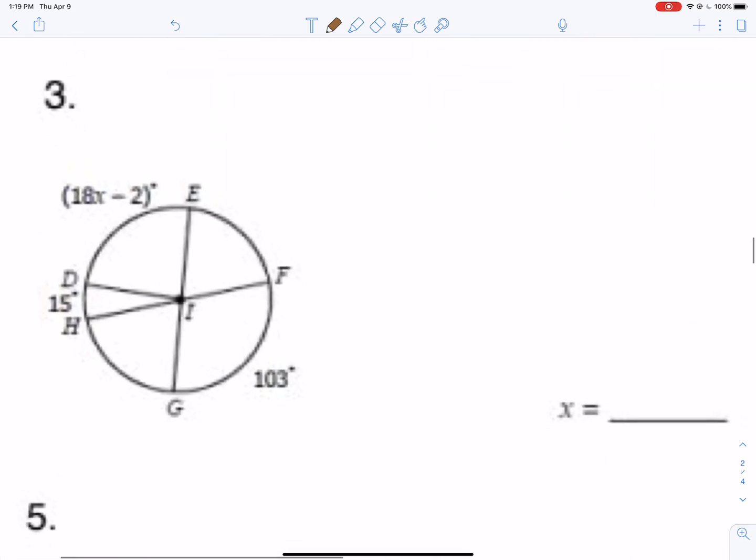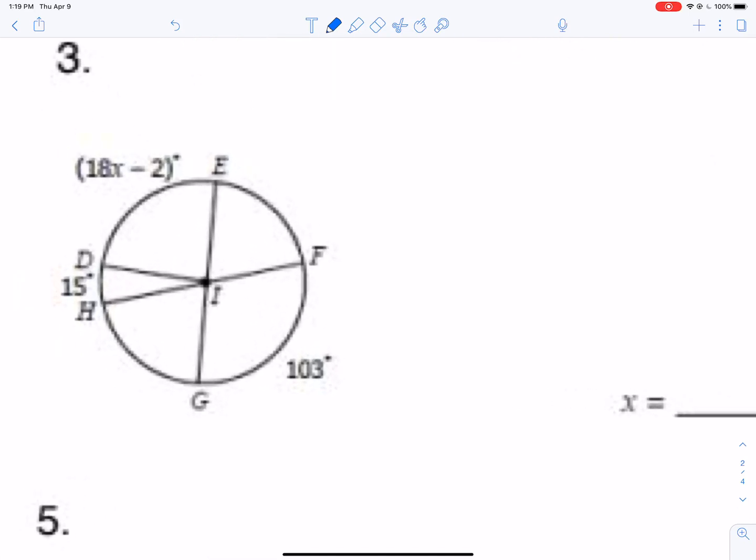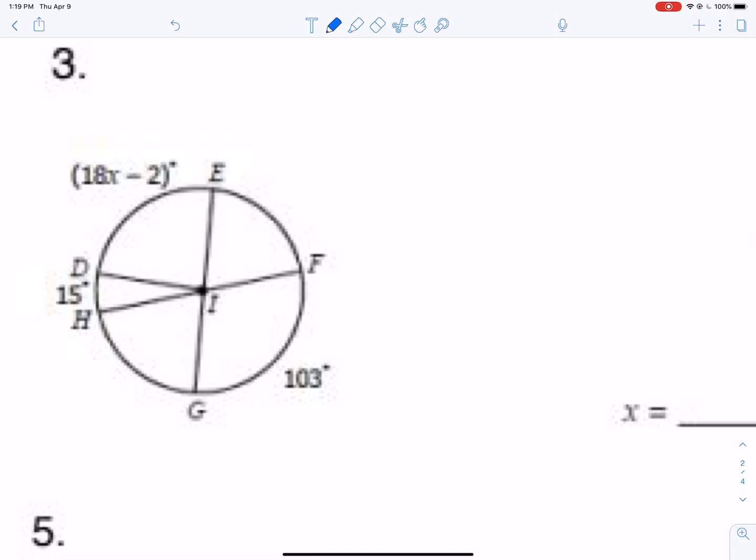All right, so let's take a look at number 3. In number 3, they want us to find just what x is equal to. So what we can do is we can add up 15. We have vertical angles in a way, because you can put those two together to equal the 103. So I would say 15 plus 18x minus 2 is all equal to 103, because those are vertical from one another once you look at it from that perspective.